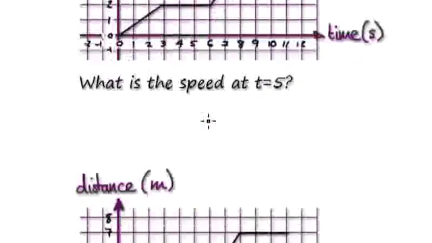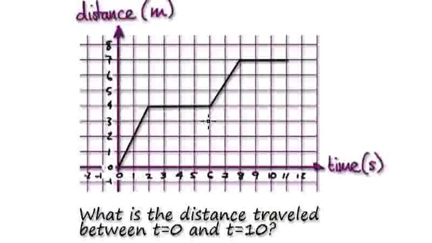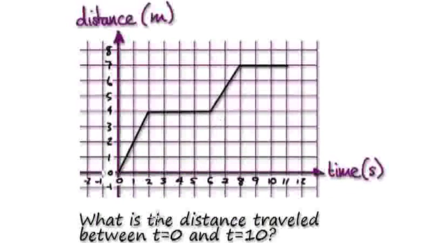Okay. Well, next question here. Given this random graph here, what is the distance traveled between t equals 0 and t equals 10? So 10 is right here. Okay. So press pause and have a go.